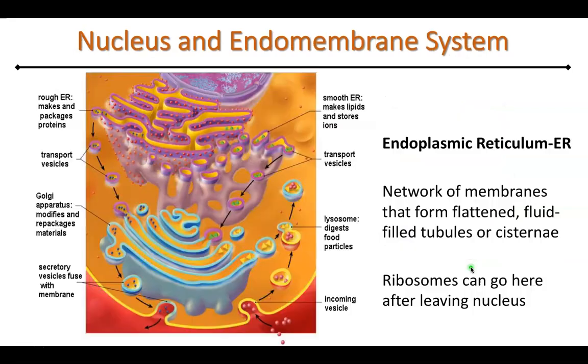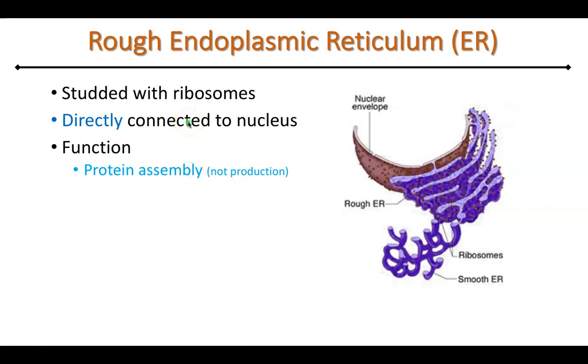Now there are two types of ER. You might be able to see it in this picture. There's the ER that has ribosomes on it, and the ER that does not have ribosomes on it. The ER with ribosomes on it, we call rough ER. So RER, rough ER. It's rough because it has something on it. That something is the ribosome. So it's going to be studded or covered or saturated with ribosomes. The rough ER is directly connected to the nucleus. So again, for that multiple choice question, what is directly connected to the nucleus? The best answer is not ER, but rough ER.